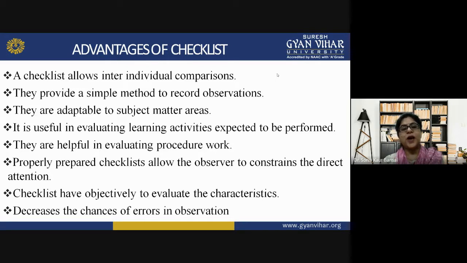Secondly, checklists provide a simple method to record observation. This is the simplest method. You must record your observation accordingly. A great benefit is that in a simple form, you can observe the presence or absence of a trait or attribute in a person or in an event or incident. Then checklists are adaptable to subject matter areas. Whatever the subject you are teaching, whether SST, science or mathematics, it is adaptable to all subjects.